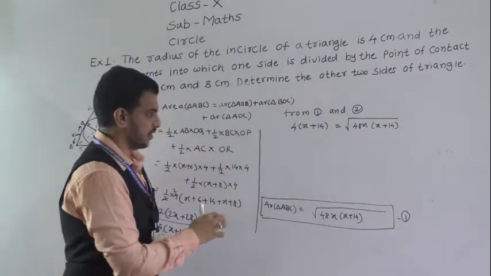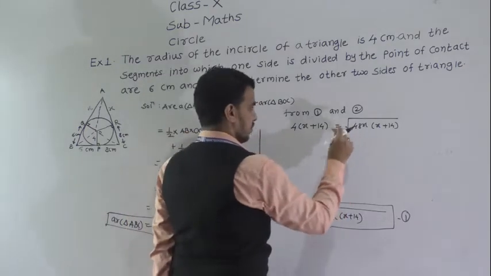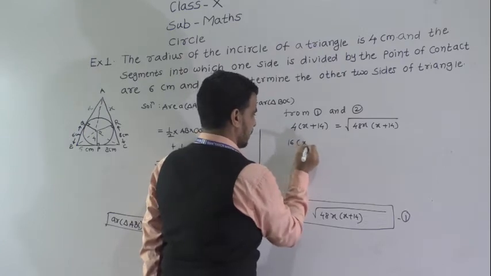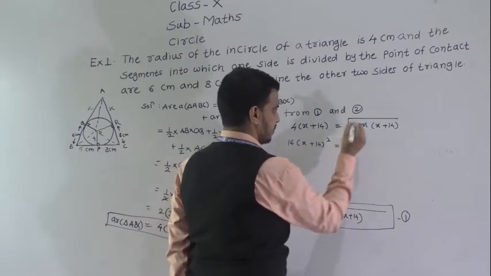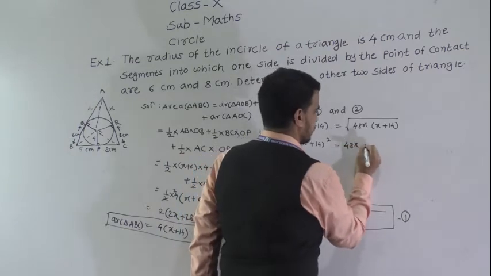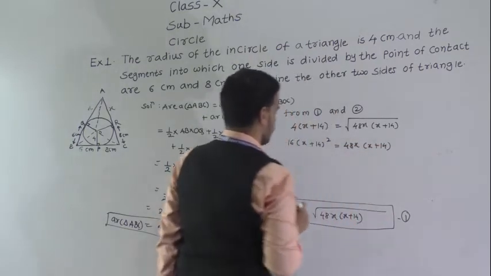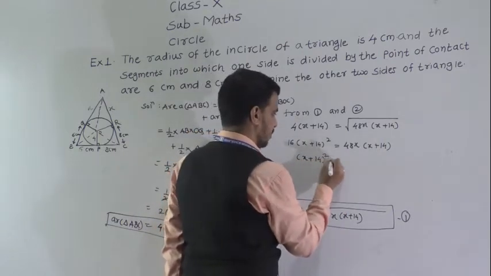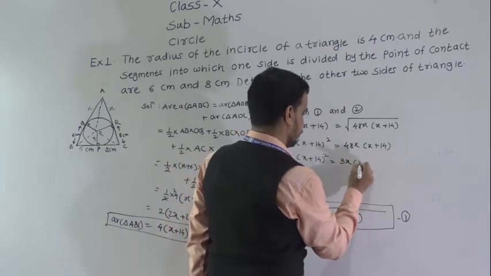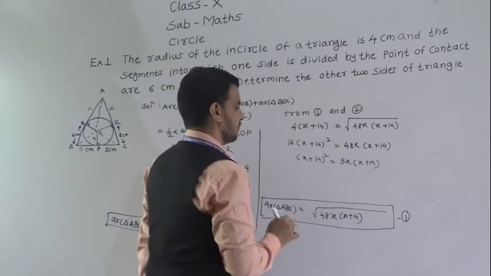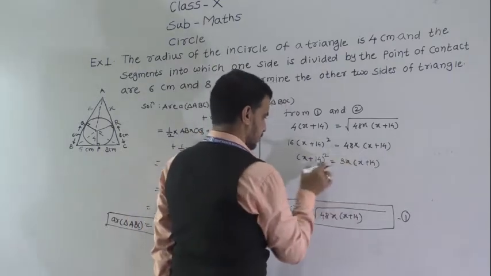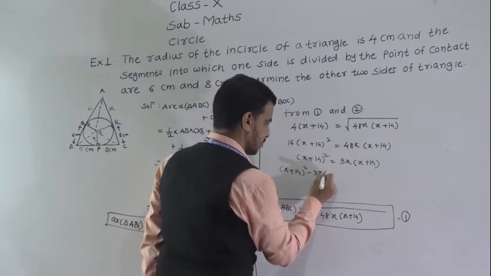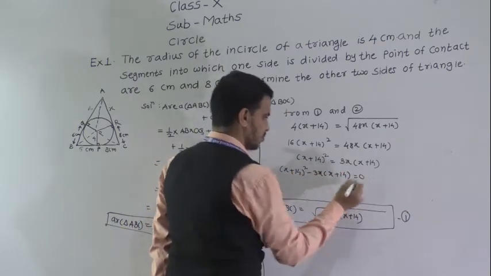Now if we have to remove this square root, we have to take square on both sides. So if we take square, 4 square is 16, and x plus 14 bracket square is equal to 48x into x plus 14. Okay, so if we divide by 16, x plus 14 square is equal to 3x into x plus 14. Okay, now if we shift this, x plus 14 bracket square minus 3x into x plus 14 is equal to 0.